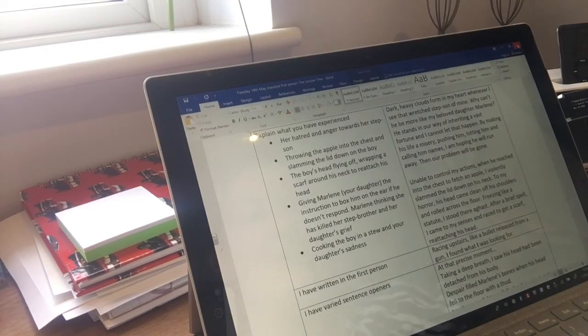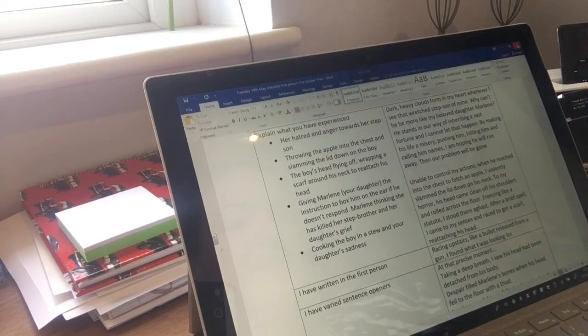So here is an example of what I've put for the beginning of those points. Dark, heavy clouds form in my heart whenever I see that wretched stepson of mine. Why can't he be more like my beloved daughter Marlene? He stands in our way of inheriting a vast fortune. I cannot let that happen. By making his life a misery, pushing him, hitting him and calling him names, I'm hoping he will run away. Then our problem will be gone.